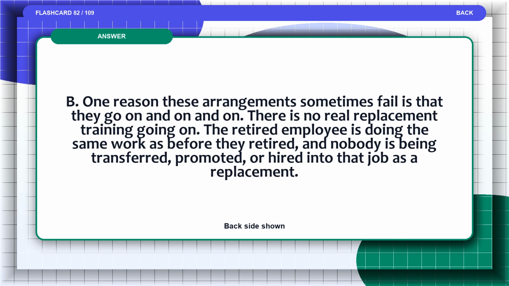The answer is one reason these arrangements sometimes fail is that they go on and on and on. There is no real replacement training going on. The retired employee is doing the same work as before they retired, and nobody is being transferred, promoted, or hired into the job as a replacement.